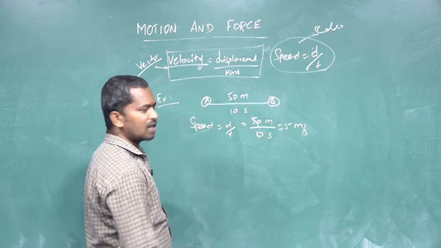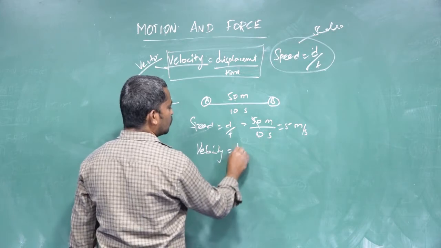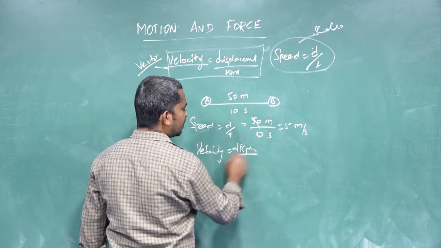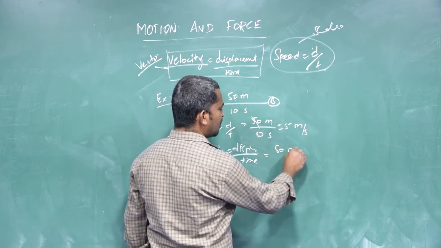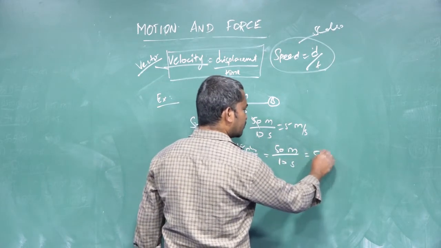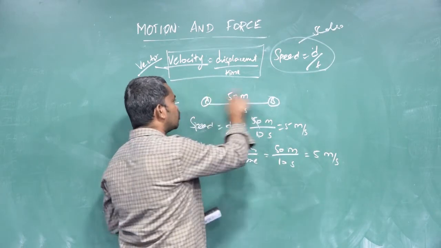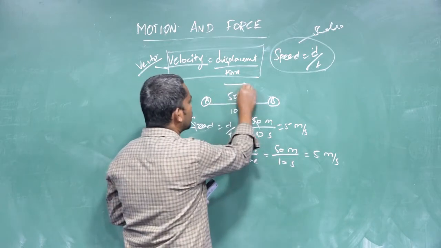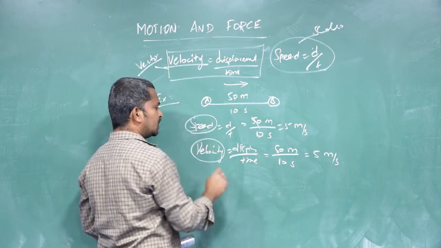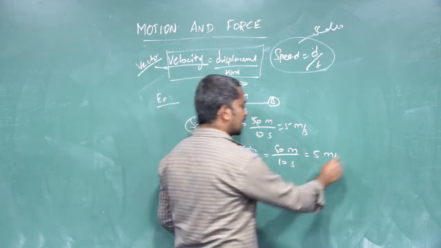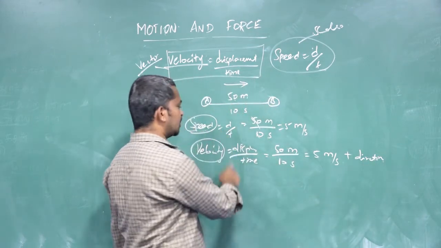5 meter per second. I want to calculate the velocity. Velocity is equal to displacement divided by time. What is the displacement? 50 meter. Time 10 seconds. The answer is also 5 meter per second. We must indicate the direction, A to B. The direction is very, very important, because speed indicates magnitude, while velocity indicates magnitude plus direction. So that is the main difference between speed and velocity.